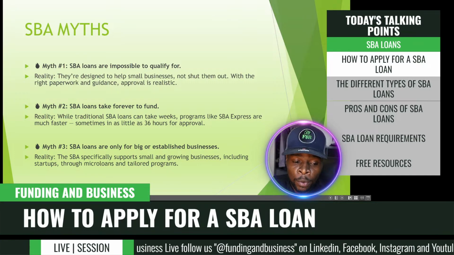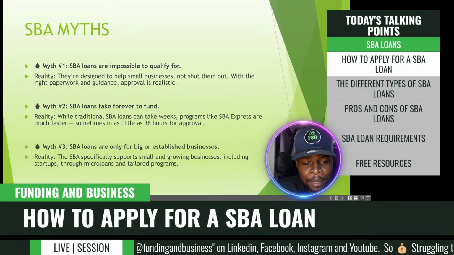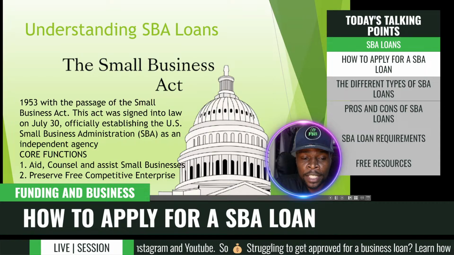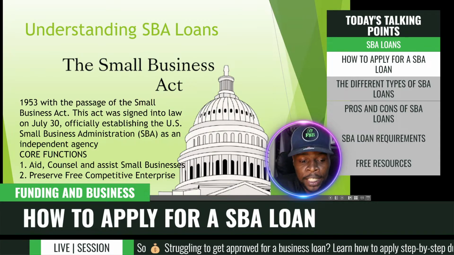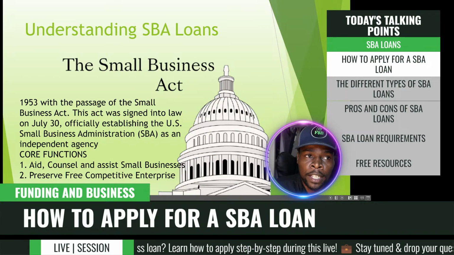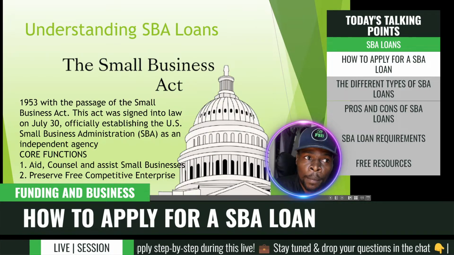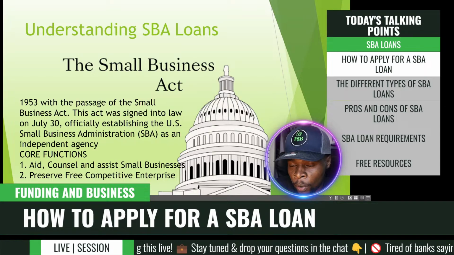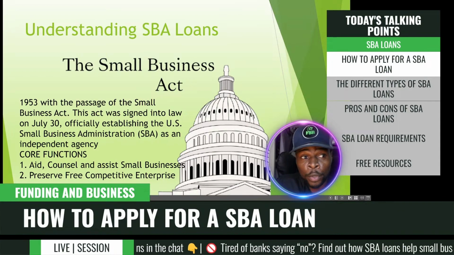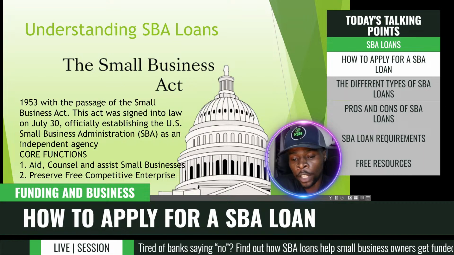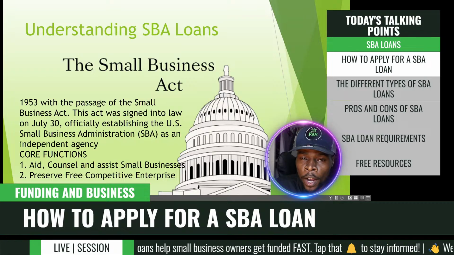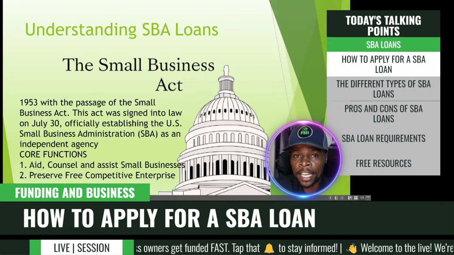So the last one is also like SBA loans are for big or established businesses, but to be honest, as I said, Small Business Act, it actually says to assist small businesses. So if you're thinking like, oh, I need to be this big company, I need to have 100 employees, no, any type of small business, even a mom and pop shop, if you have a business, you actually qualify for an SBA loan, and we shall talk about the requirements to see if you fit that description.